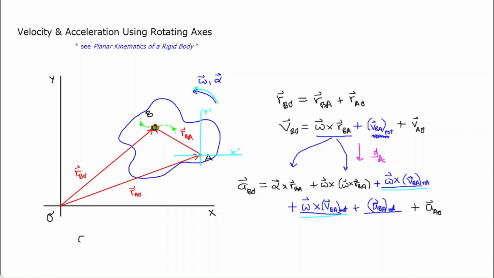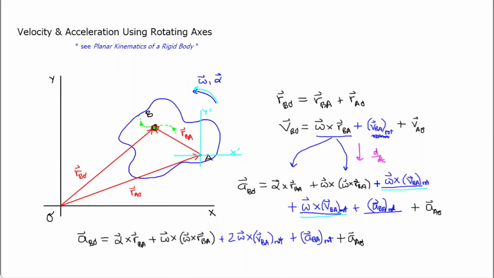So what we're going to have here finally is acceleration BO equals alpha cross R_BA plus omega cross, the grouping omega cross R_BA, then plus 2 omega cross velocity BA in the rotating frame, plus acceleration BA in the rotating frame, and then finally plus acceleration of A with respect to O.